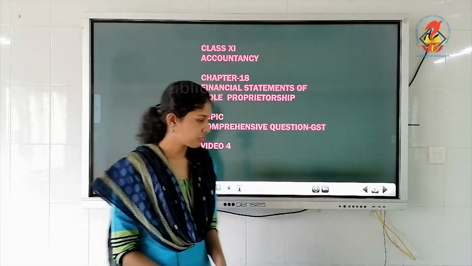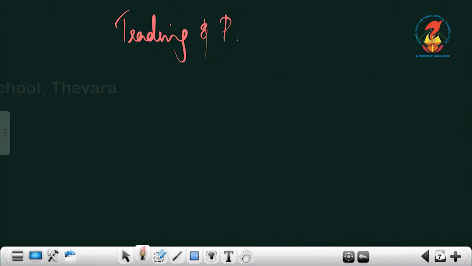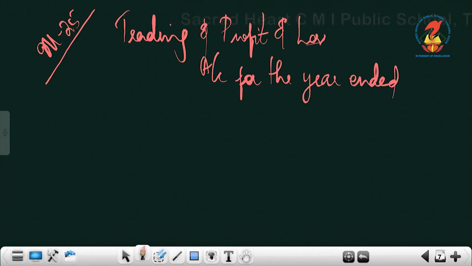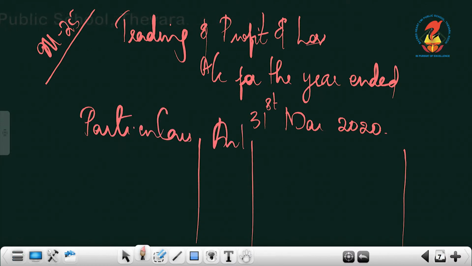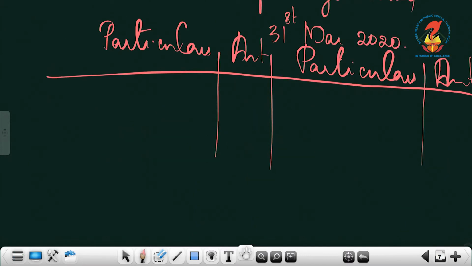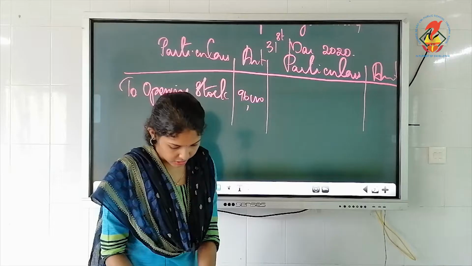So we'll start now. Give the heading, trading and profit and loss account. This is illustration number 25. For the year ended 31st March 2020. To opening stock 96,000. To purchases, just see whether you have less returns.